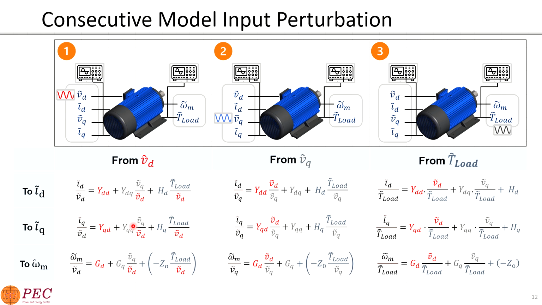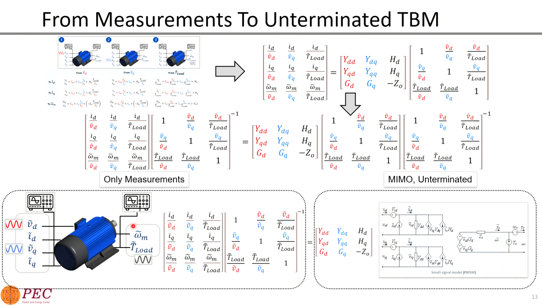How do we do that? Firstly, we consecutively perturb the d-axis voltage, q-axis voltage, and the mechanical torque. At the same time, we could get 9 equations, all of them containing cross coupling. And then if we rewrite those 9 equations, we could get the form of a matrix product. We notice that if we multiply with the inverse of one of the matrices, we could successfully decouple those cross couplings, and only the 9 original unterminated terminal behavior model impedances are left.